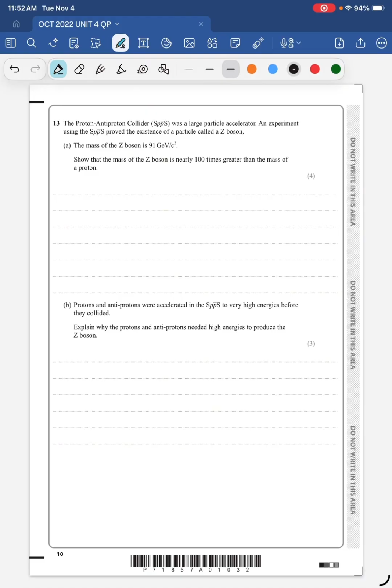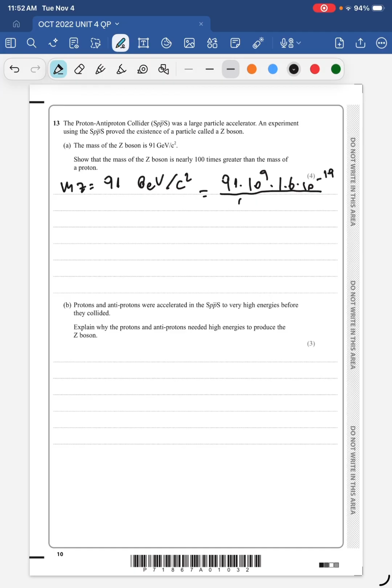So the mass of the Z is 91 GeV over c squared. Let's convert this to kilograms. So that's 91 times 10 to the 9 electron volts, and 1 electron volt is 1.6 times 10 to the negative 19, right?